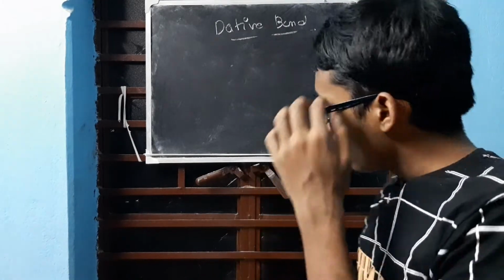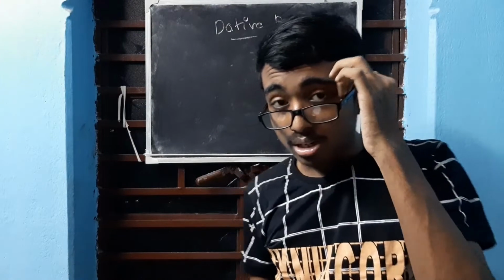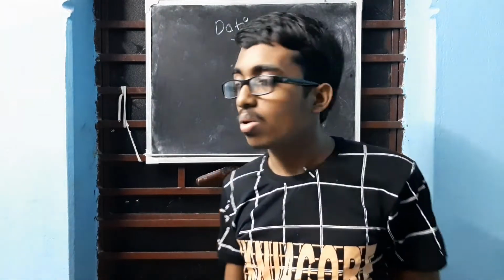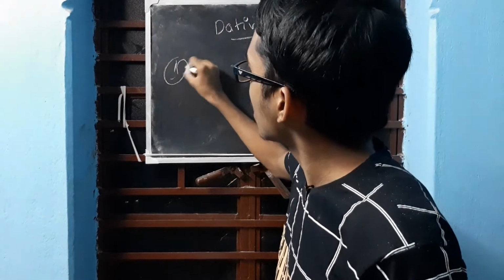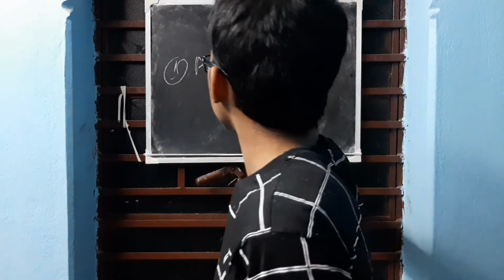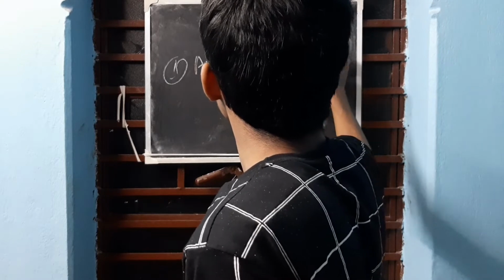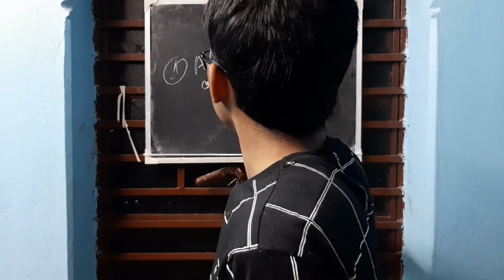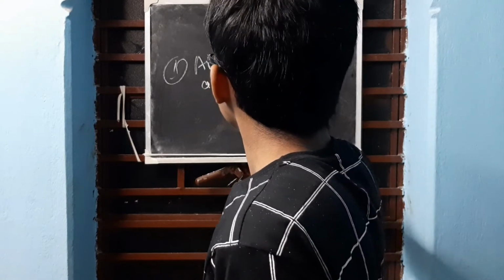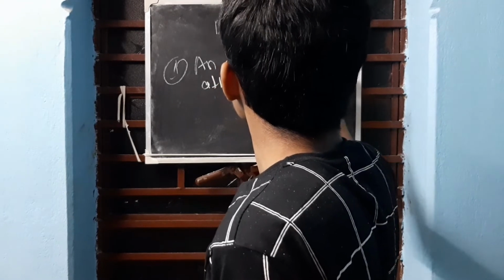Coming to H3O plus a little bit later. First let us discuss the conditions. The condition is that an atom has to have one lone pair of electrons. An atom must have at least one lone pair of electrons. More than that also can be there.